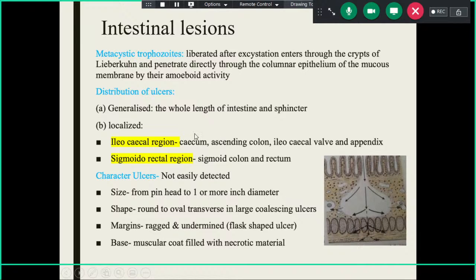Distribution of the ulcer is generalized, along the whole length of the intestine, with sites of predilection being the ileocecal region or the sigmoid-rectal region. Character of the ulcer: size is pinhead to 1 inch or more in diameter, shape is round to oval, transverse in large coalescing ulcers. Margins are ragged and undermined, the base is muscular coat, filled with necrotic material.